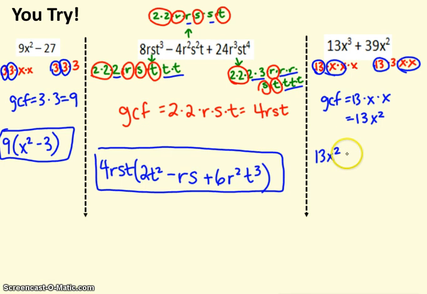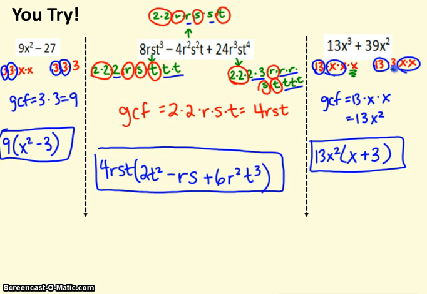Alright, so for this last one, we have 13x squared as our GCF. We only have x remaining and a plus 3 remaining, and that's it. And remember that you can check and see, what do I have left over? I have an x and I have a 3, so an x plus 3.